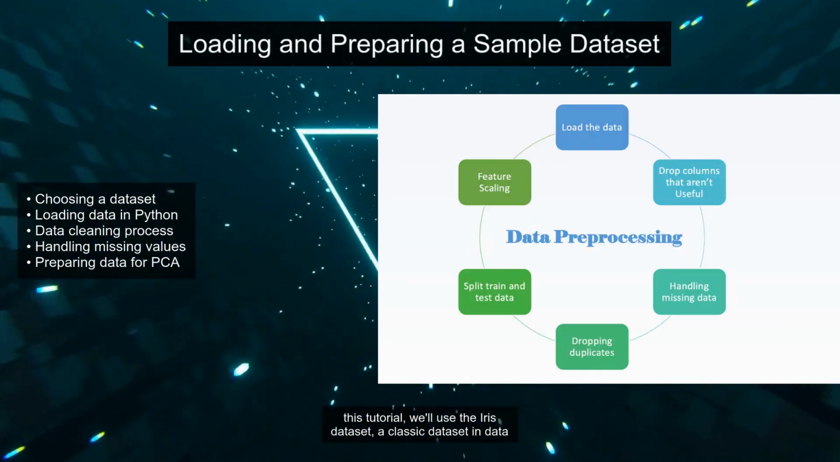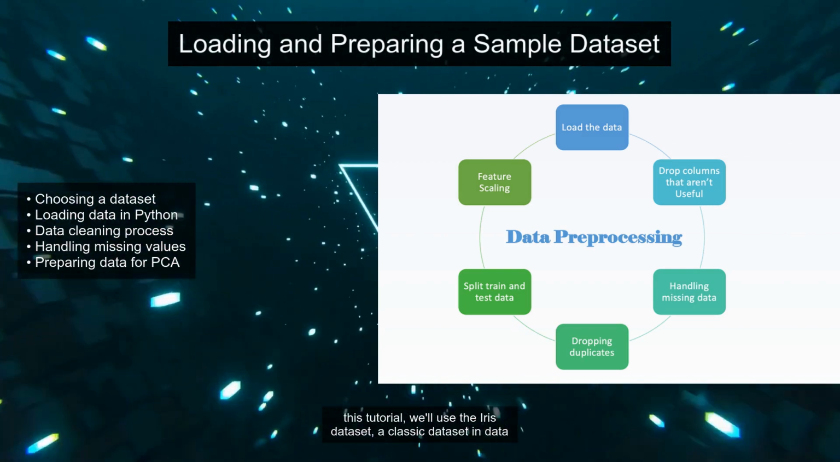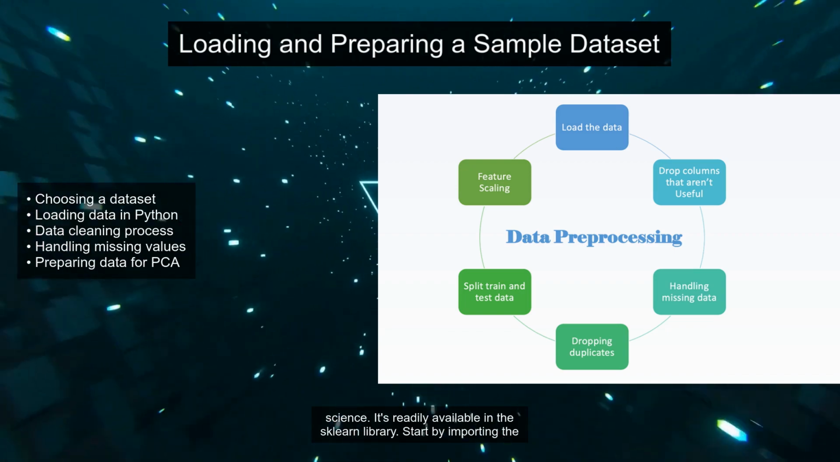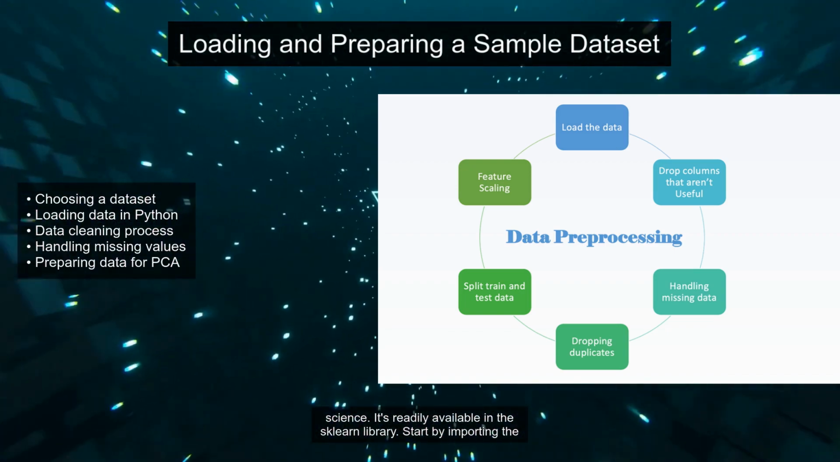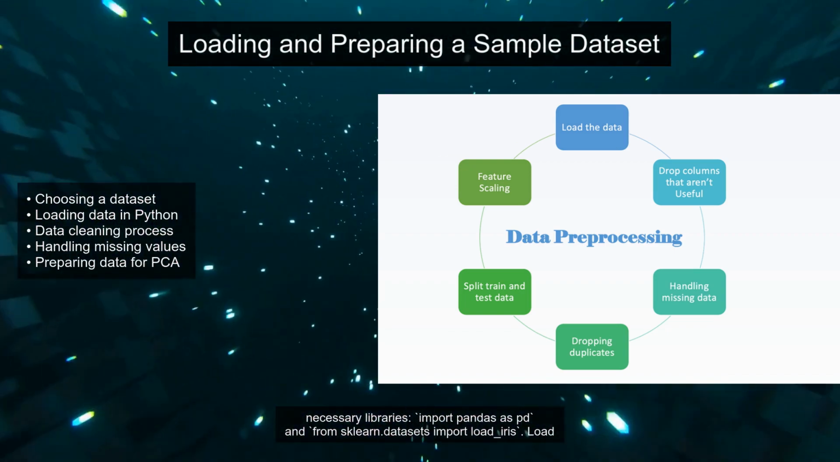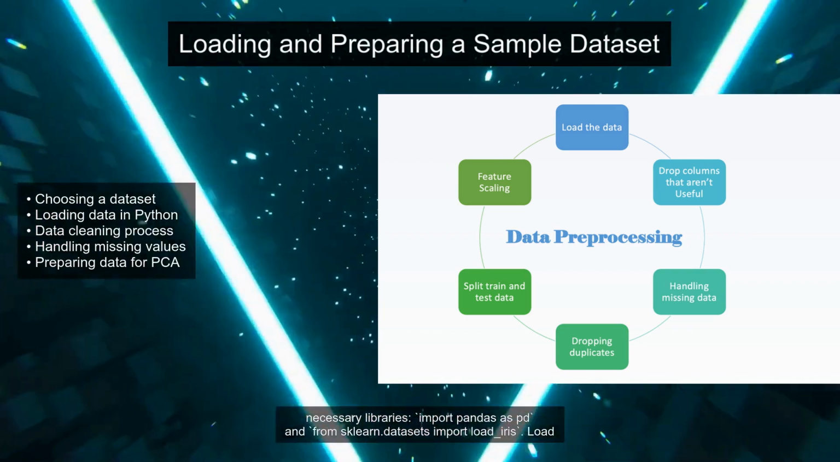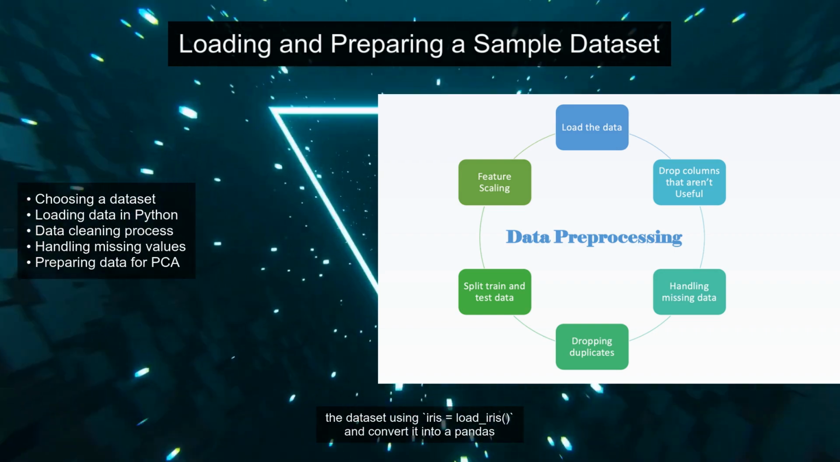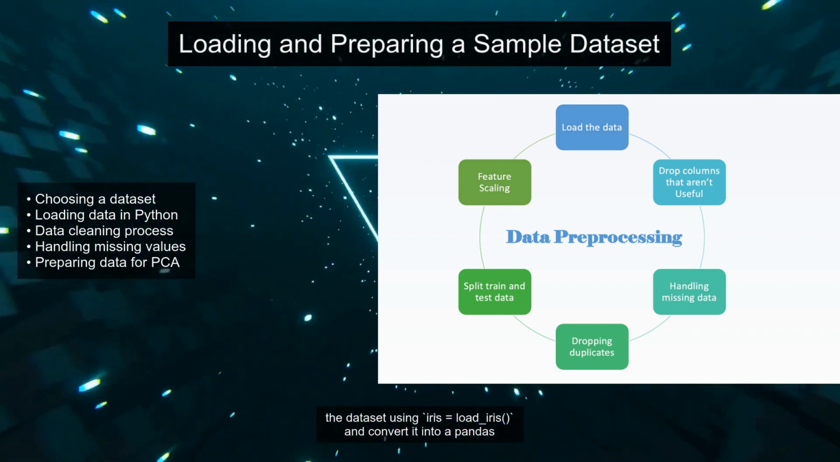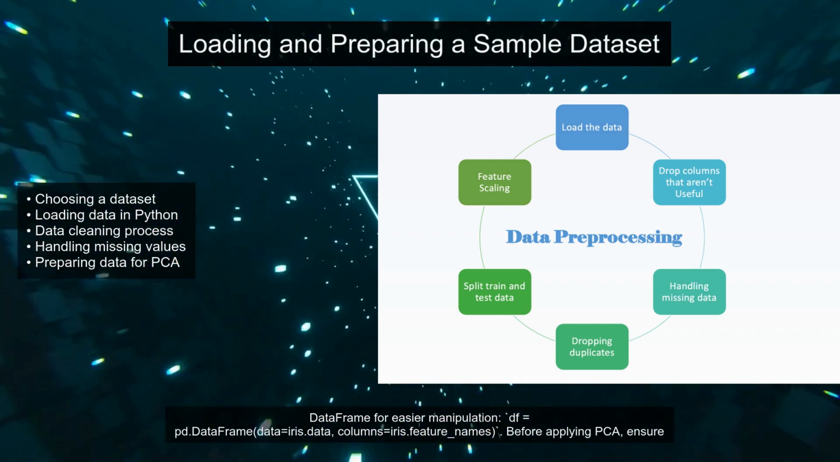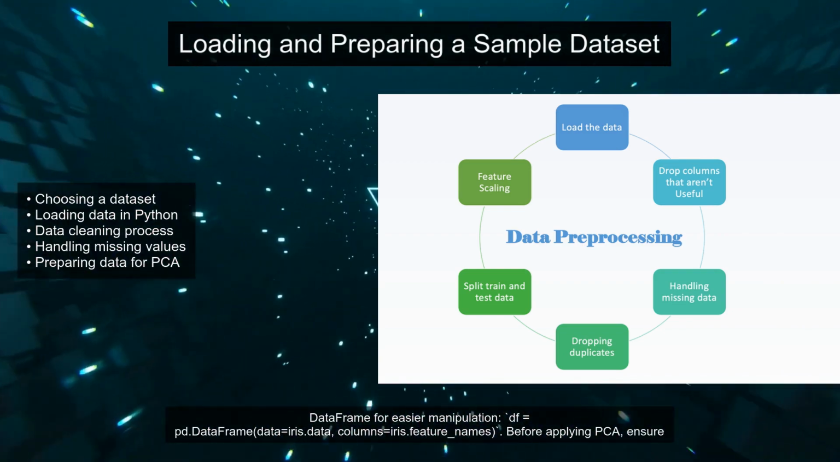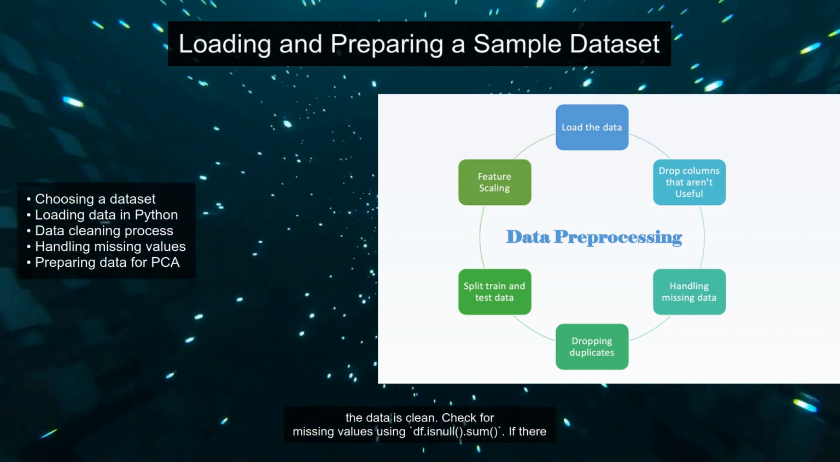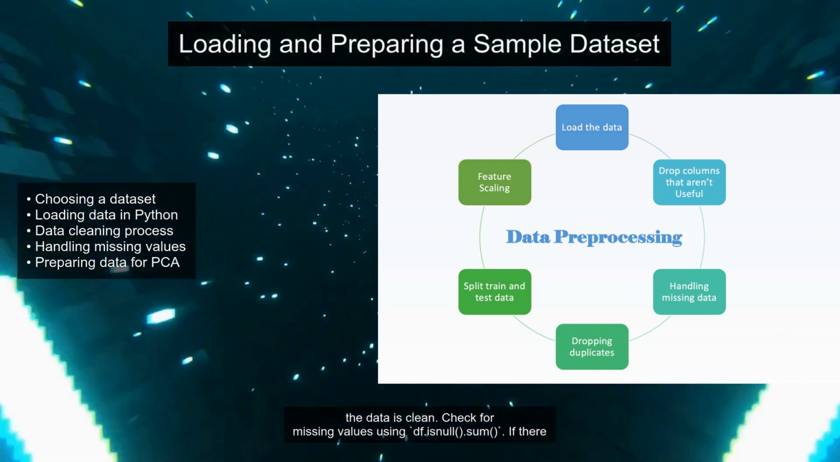For this tutorial, we'll use the iris dataset, a classic dataset in data science. It's readily available in the scikit-learn library. Start by importing the necessary libraries. Import pandas as pd and from sklearn.datasets import load_iris. Load the dataset using iris = load_iris() and convert it into a pandas data frame for easier manipulation. df = pd.DataFrame(data=iris.data, columns=iris.feature_names).